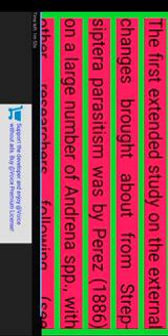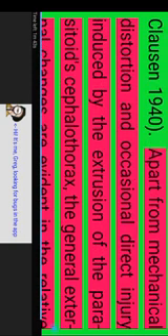The first extended study on the external changes brought about from Strepsiptera parasitism was by Perez, 1886, on a large number of Andrena spp., with other researchers following. See Clausen 1940. Apart from mechanical distortion and occasional direct injury induced by the extrusion of the parasitoid cephalothorax, the general external changes are evident in the relative size of the body parts, integument, puncturation, pilosity and wing venation.